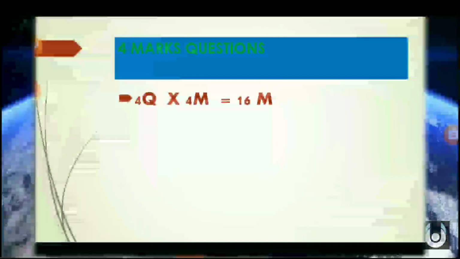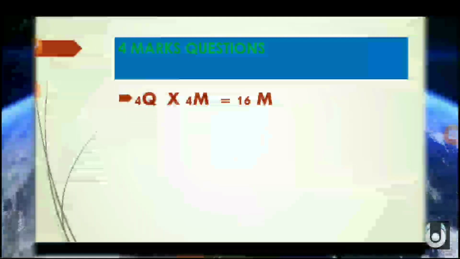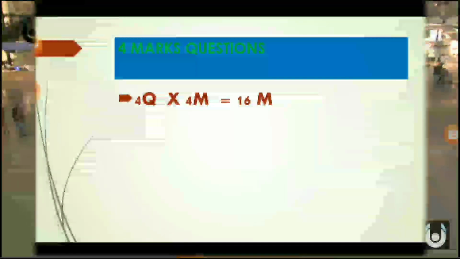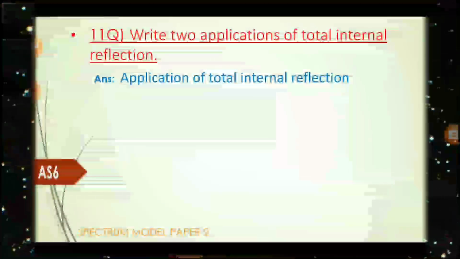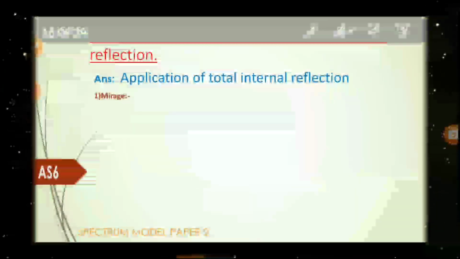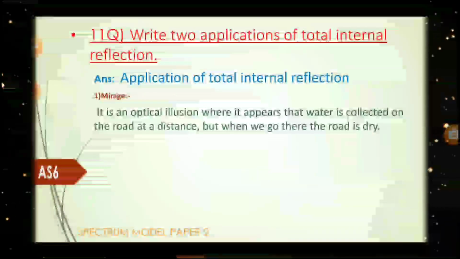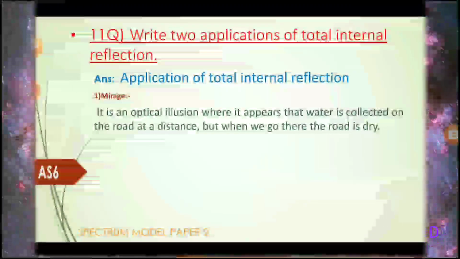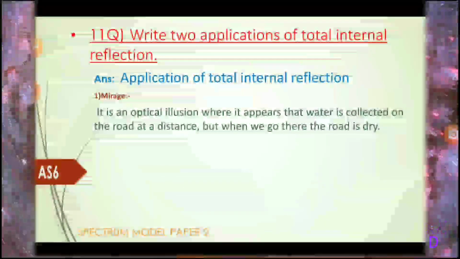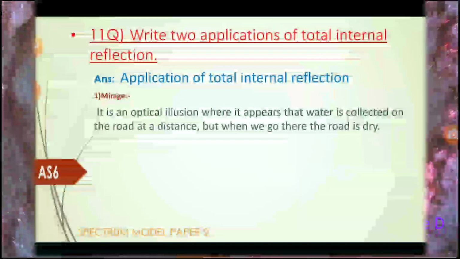4 more questions. 4 questions at the rate of 4 marks give rise to 16 marks. This is an AS6 question. 11th question. Write 2 applications of total internal reflection. Answer. Applications of total internal reflection. First one, mirage. Mirage is an optical illusion where it appears that water is collected on the road at a distance, but when we go there the road is dry.